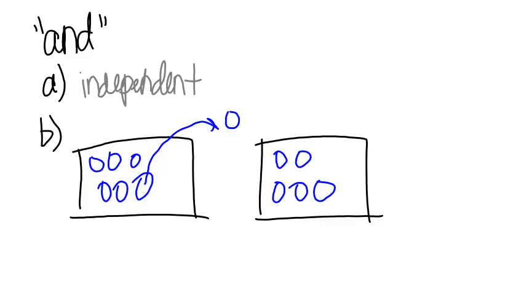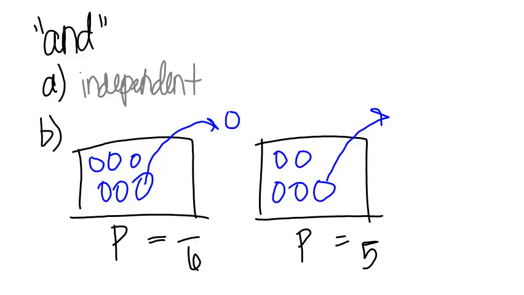So if I go to pick another ball, did I change the probability? Yeah, I changed it because the first time this was a probability out of 6. Now I've changed it and my probability is now only out of 5. So this now is dependent. These are dependent events. They totally affect each other.